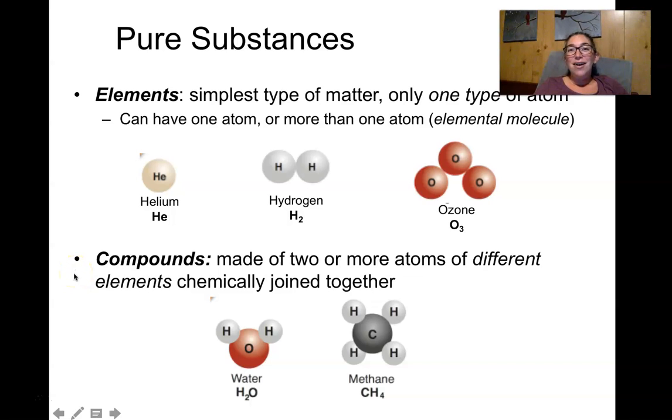Compounds consist of two or more elements chemically bonded together. So water is a classic example, H2O. Most people know the chemical formula for water is H2O, which means it has 2 hydrogens and 1 oxygen. I think it's kind of like a Mickey Mouse molecule. Methane is another one. Methane's a common gas that we burn, like in Bunsen burners. And the chemical formula for it is CH4. It's 1 carbon atom and 4 hydrogen atoms bonded together. So that would be an example of a compound.